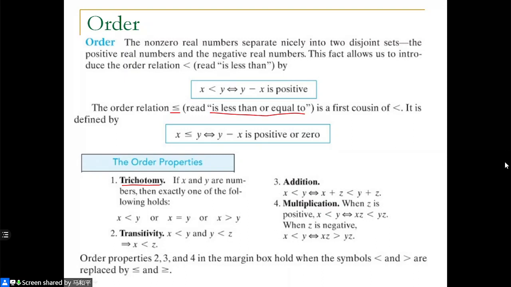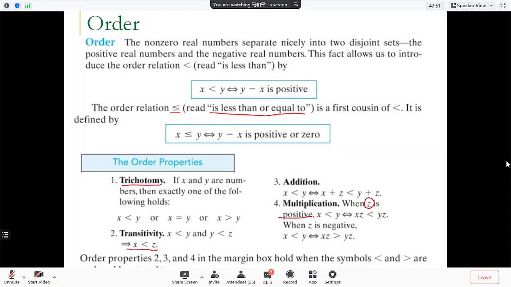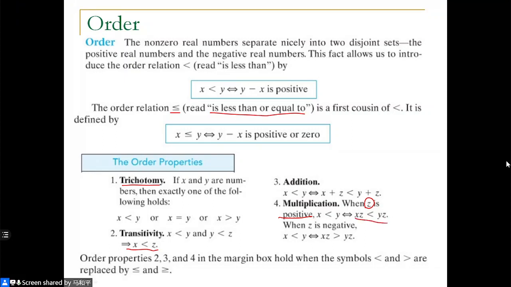The second property is transitivity. This means if x is less than y and y is less than z, then x is less than z. The third is addition: x is less than y if and only if x plus z is less than y plus z. The last one is multiplication. We should notice whether z is positive: x is less than y if and only if, multiplying both sides by z, xz is less than yz. When z is negative, x is less than y if and only if xz is greater than yz, right?